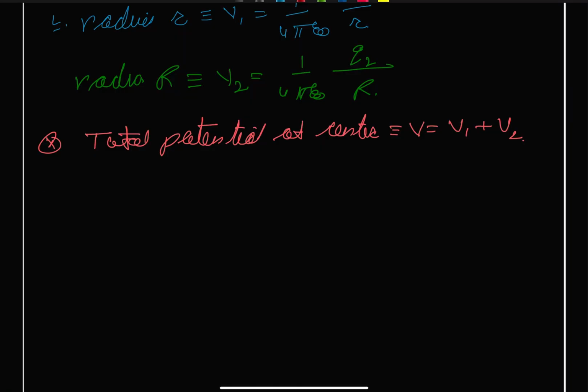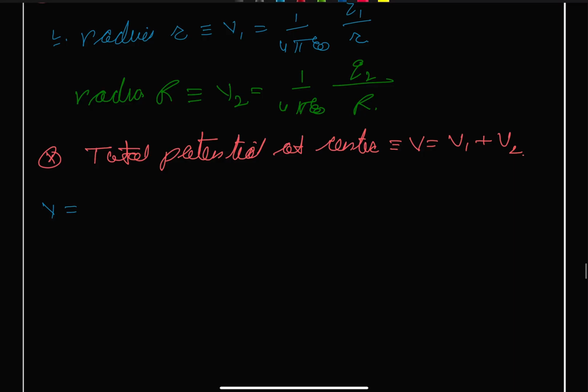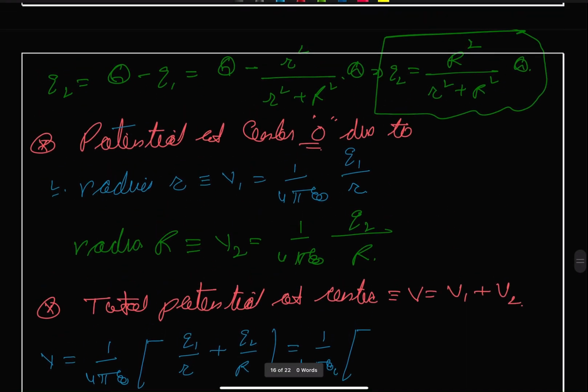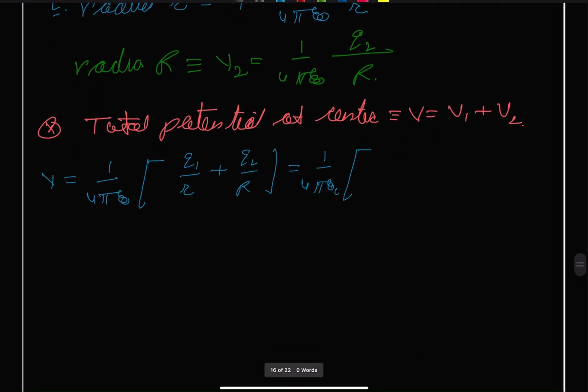So we can write our V, taking 1 upon 4 pi epsilon naught as common, and we have Q1 upon small r plus Q2 upon capital R. We already know the relationship between Q1 and capital Q, and Q2 and capital Q. So we substitute them, we get 1 upon 4 pi epsilon naught, and capital Q we can take as common.